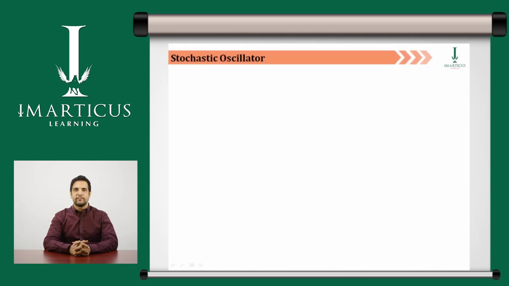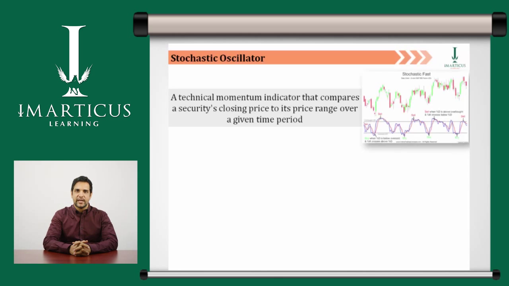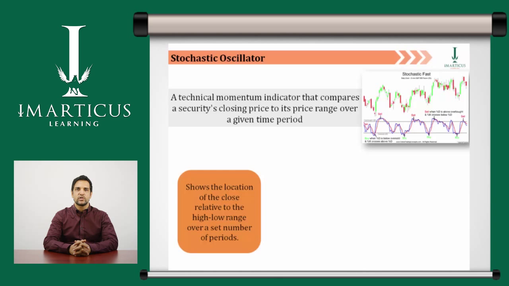The final type of price-based indicator we will cover is the stochastic oscillator. The stochastic oscillator is a technical momentum indicator that compares a security's closing price to its price range over a given time period. It is an indicator that shows the location of the close relative to the high-low range over a set number of periods.